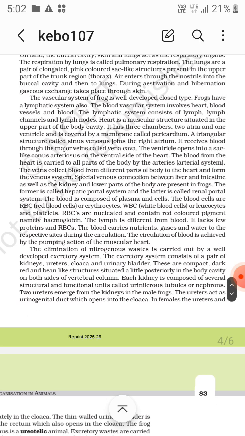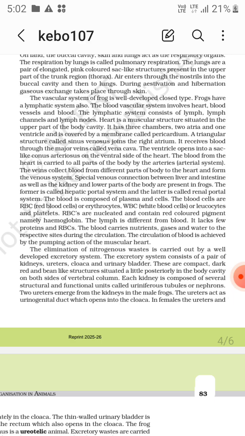Now next paragraph. The vascular system of the frog is well developed and it is closed, like it is three chambered. Frogs have a lymphatic system also. The blood vascular system involves the heart, blood vessels and blood. The lymphatic system consists of lymph channels and lymph nodes.